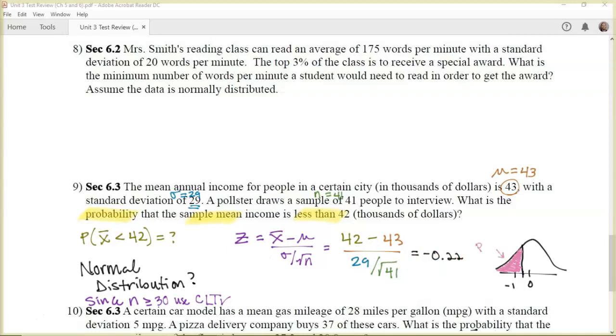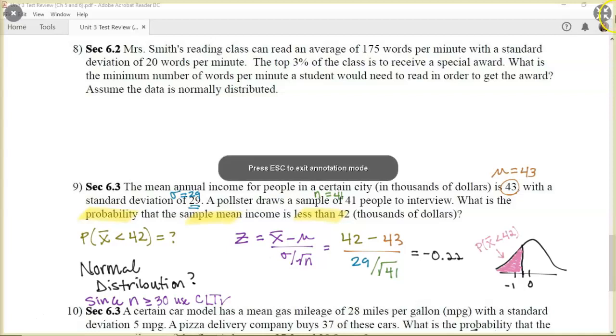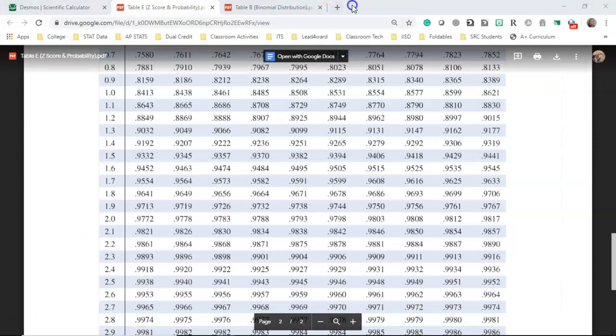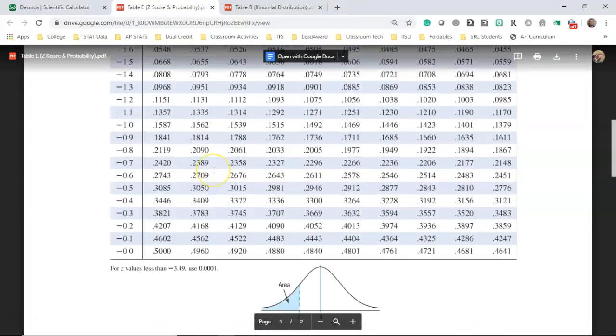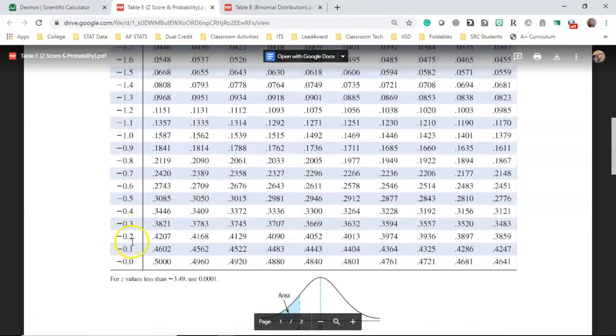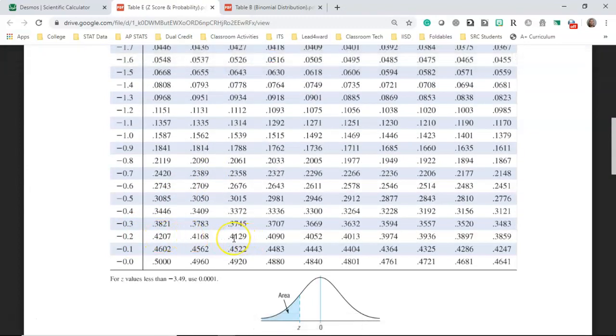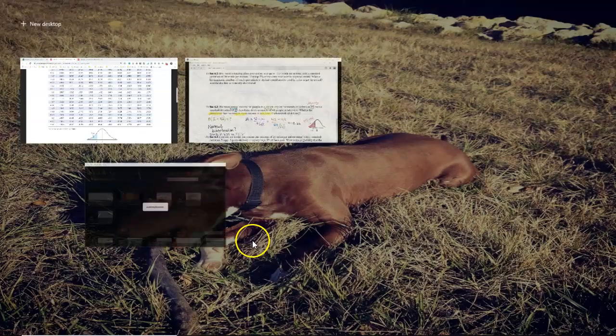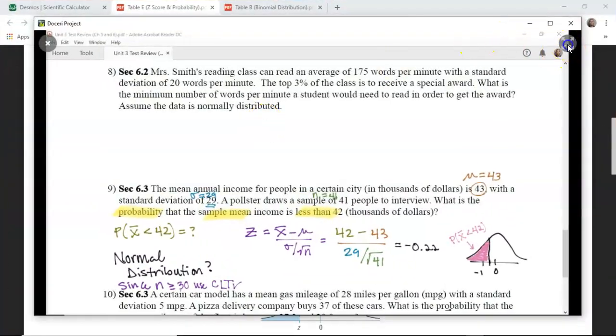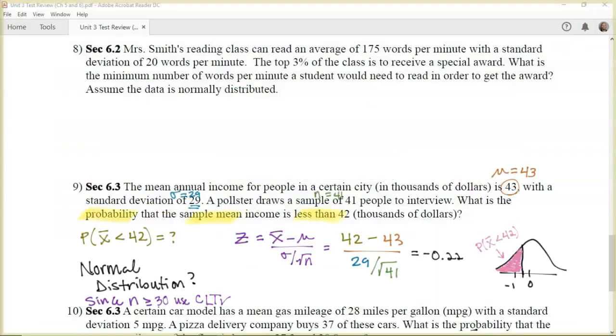So then we look at table E to find the value. If I go to table E and go to negative 0.22, here's negative 0.2012, so 0.4129 will be the area to the left, and subsequently the probability. So 0.4129. There's approximately a 41% chance that the sample mean is less than $42,000 based on the information provided.